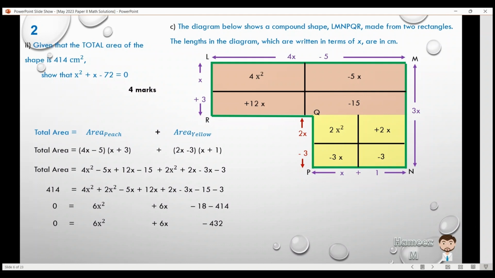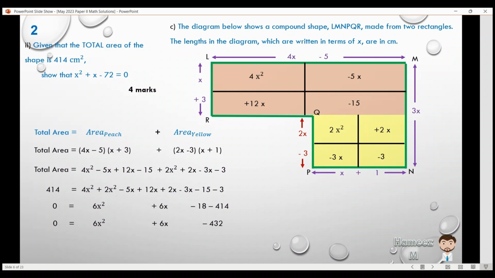And if you look at what is above, where they're asking us to show that 0 is equal to x squared plus x minus 72, then how do we move from this form to that form? If we look at the coefficient of x squared, which means the number in front of x squared, presently we have 6x squared, and we would like to end up with 1x squared. So what we can do is divide throughout by 6.